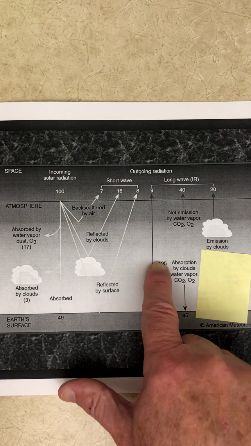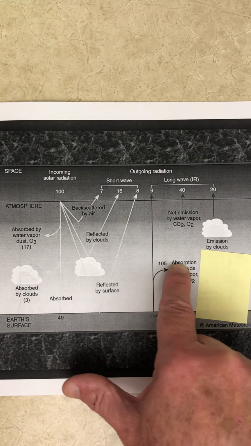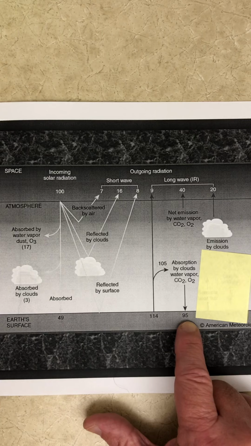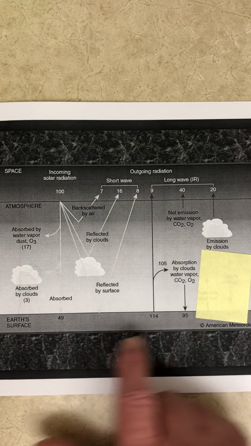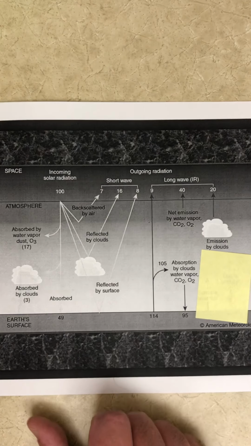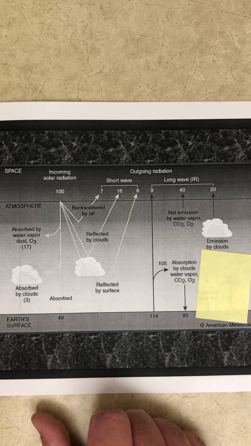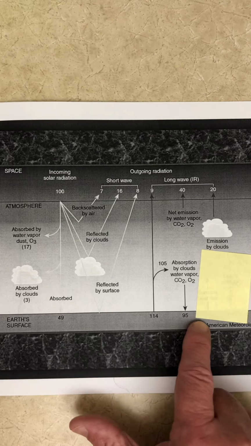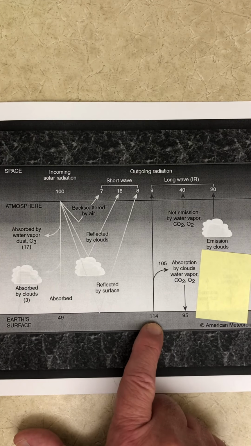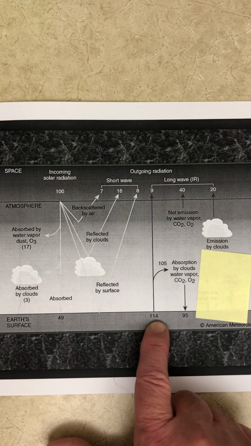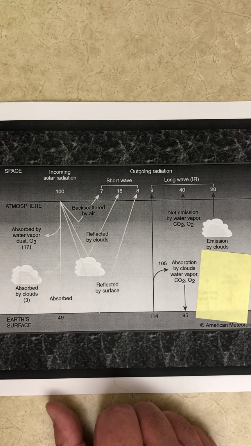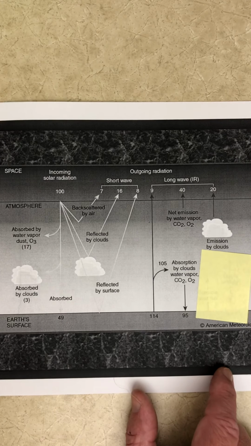Terrestrial radiation being emitted by the Earth's surface, absorbed by greenhouse gases in the atmosphere, and then a lot of that is re-radiated back to the surface. That's the greenhouse effect. So when we add up 49 and 95, we get 144 units of energy being absorbed by the Earth's surface. And out of that 144, 114 are being emitted by the Earth's surface in the form of terrestrial or infrared radiation.